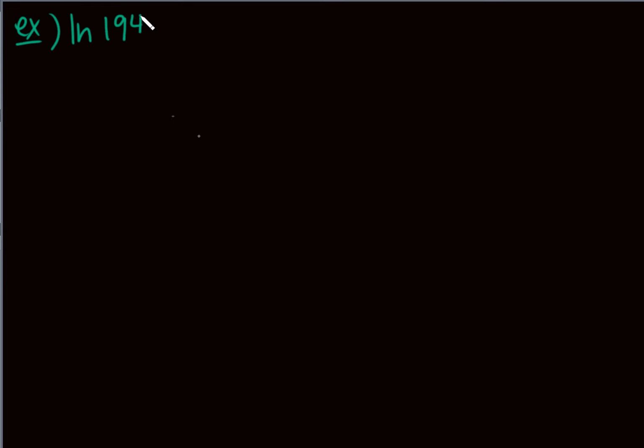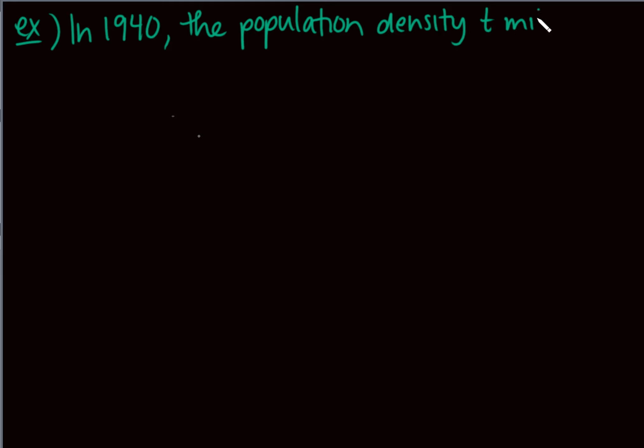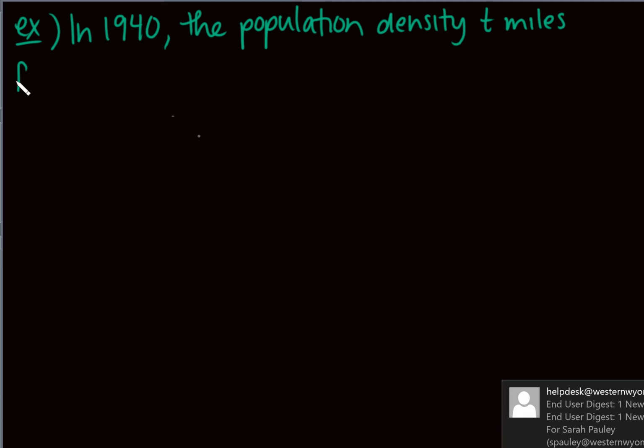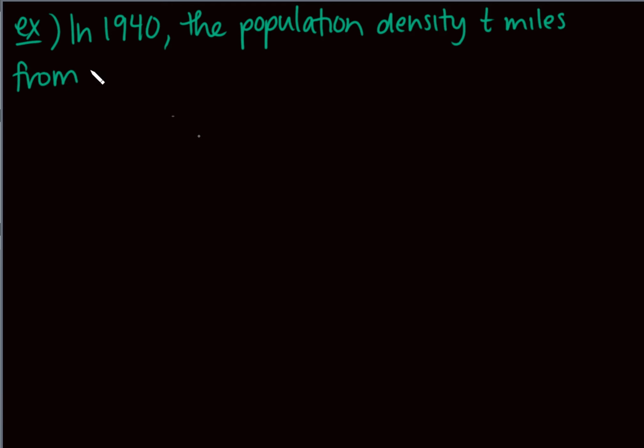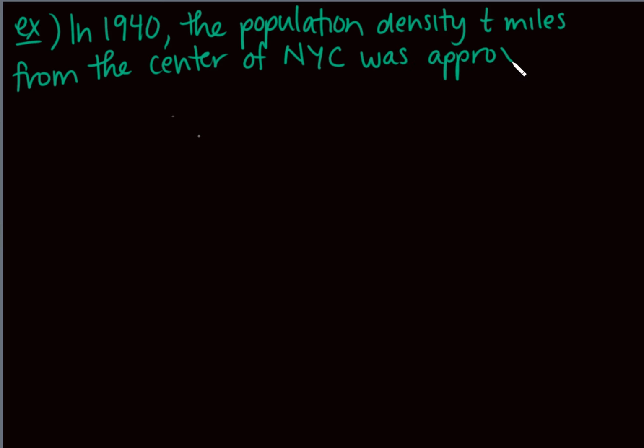So in 1940, the population density t miles from the center of New York City was approximately, I'm going to be a little lazy here, 120 e to the negative 0.2 t thousand people. So we've got to remember when we get our answer, it's going to be in thousands of people, okay?